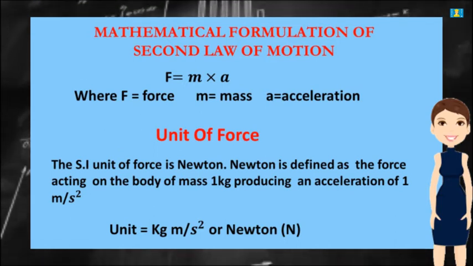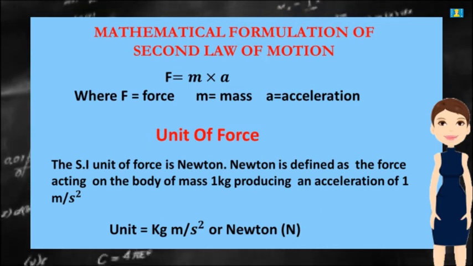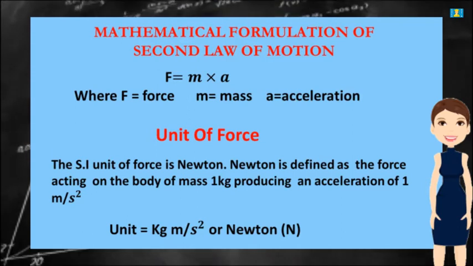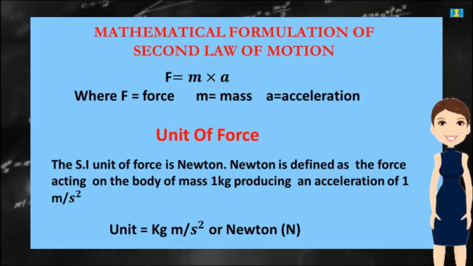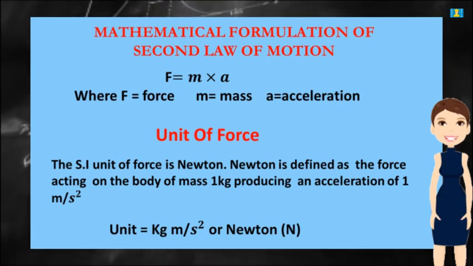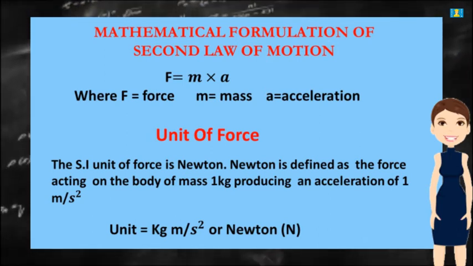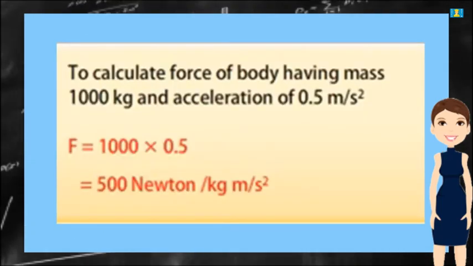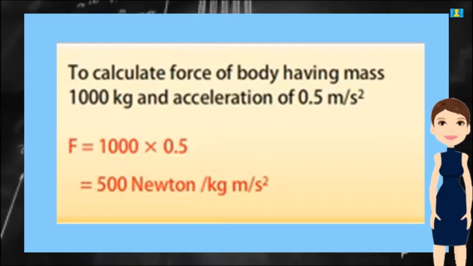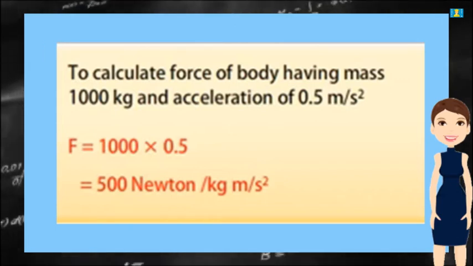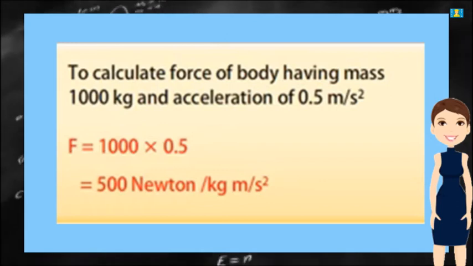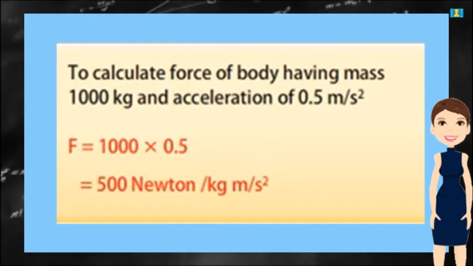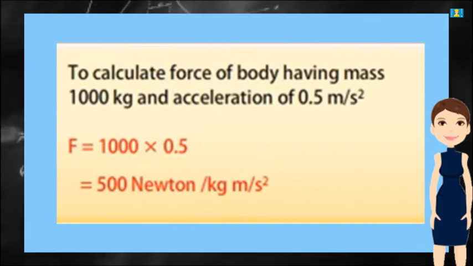Unit of force. The SI unit of force is Newton. Newton is defined as the force acting on a body of mass 1 kg producing an acceleration of 1 meter per second square. That is equal to kg m per second square, or Newton. To calculate the force on a body having mass 1000 kg and acceleration of 0.5 meter per second square: F equals 1000 into 0.5, that is equal to 500 Newton, or kg m per s square.